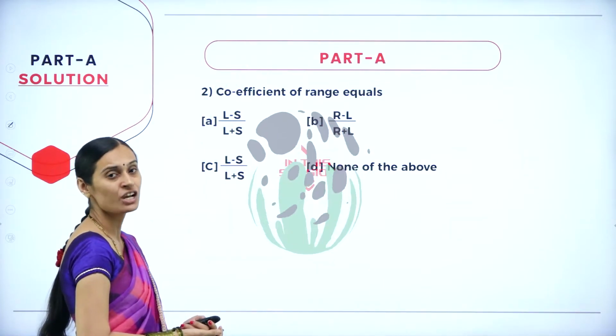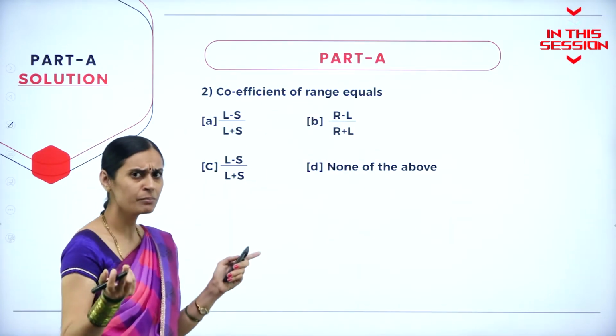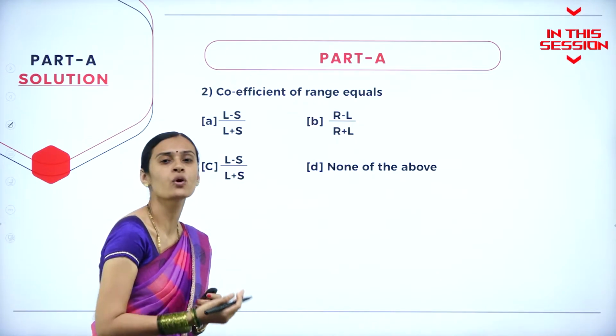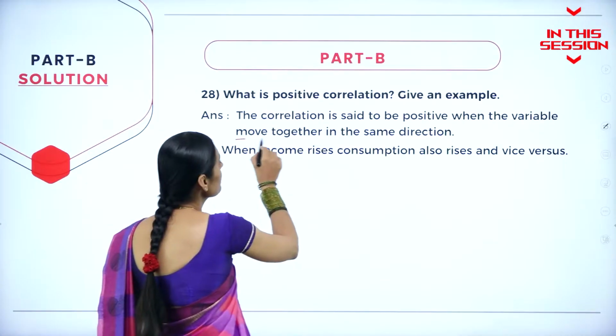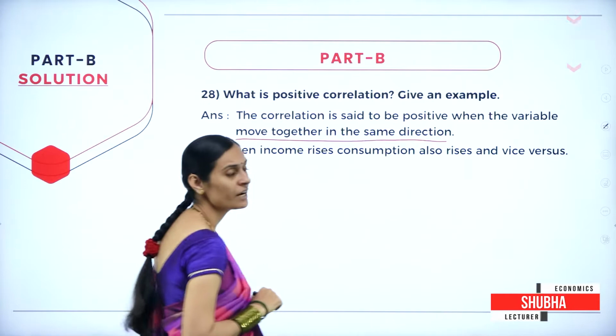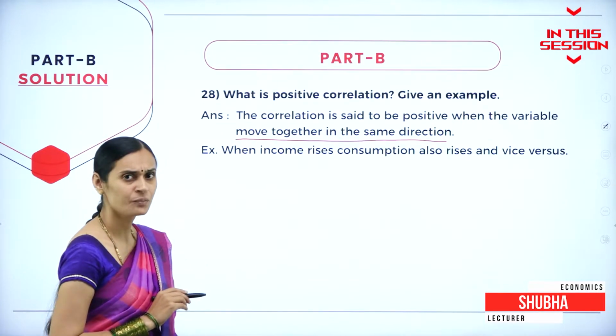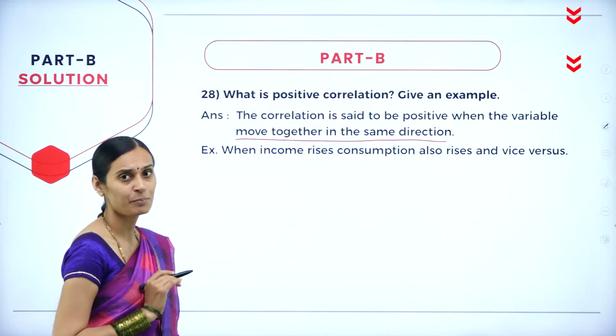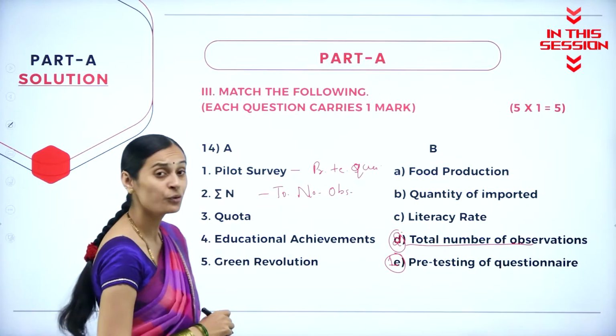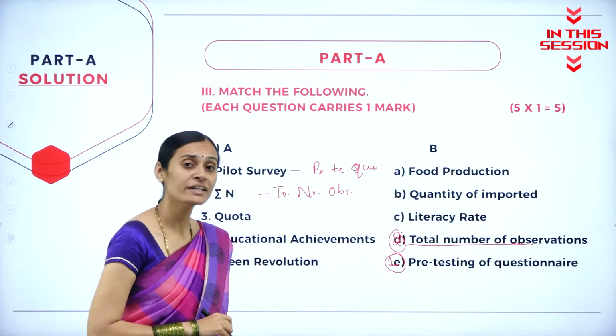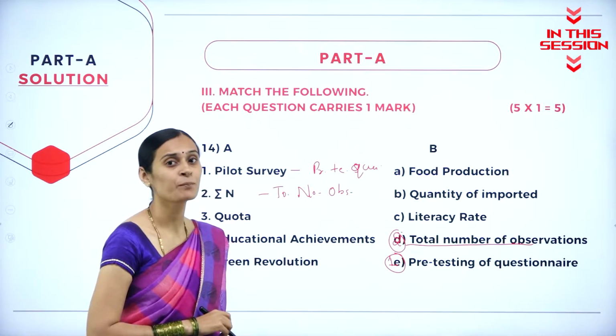Coefficient of range equals to, yes, you should remember the formula of coefficient of range. Together in the same direction, it is called positive correlation. What is the best example? Yes, price and supply. Quota. What do you mean by quota? It is quantitative restrictions on imported items.